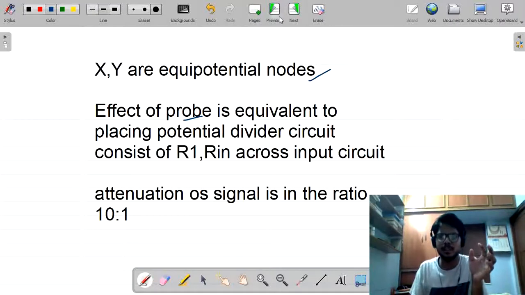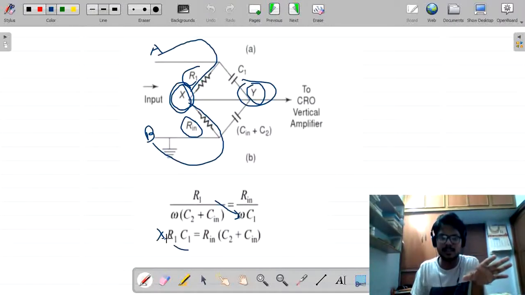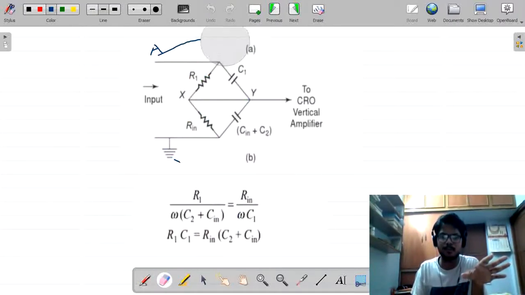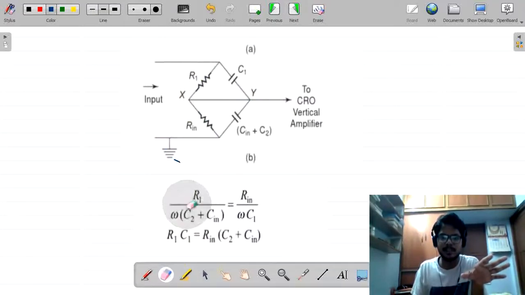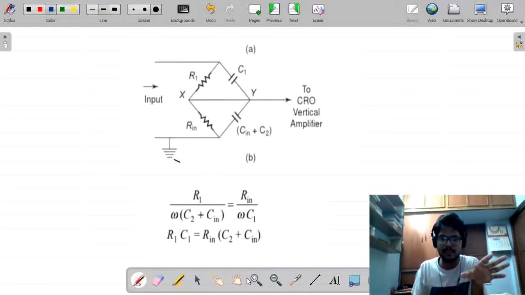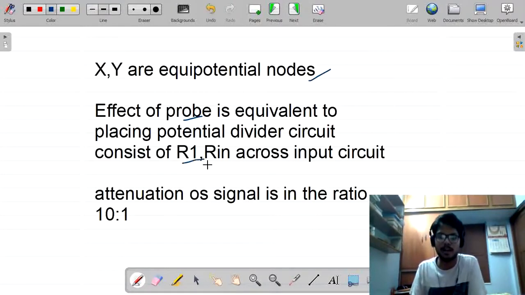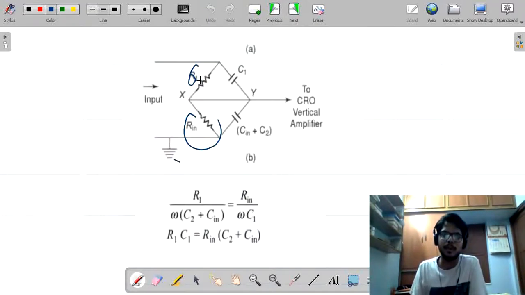Now do just one thing. Remove the capacitance from the circuit and just place R1 and Rin. Now what will happen? R1 and Rin are across the input. Now what will happen? Our input is connected to only R1 and R2. So it is connected to the midpoint in such a way, R1 and R2.